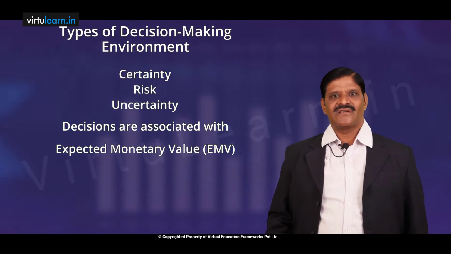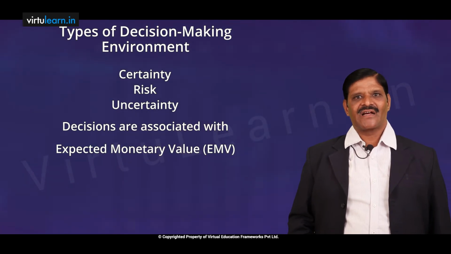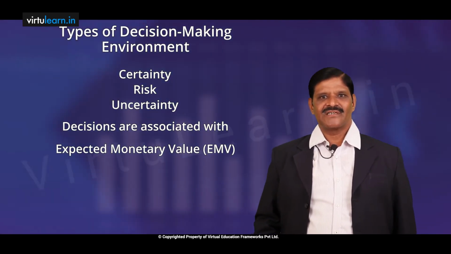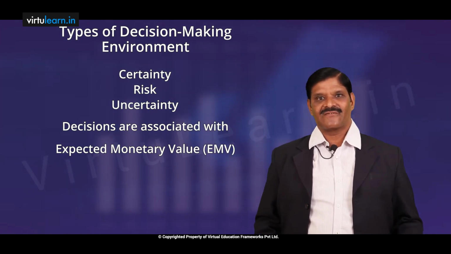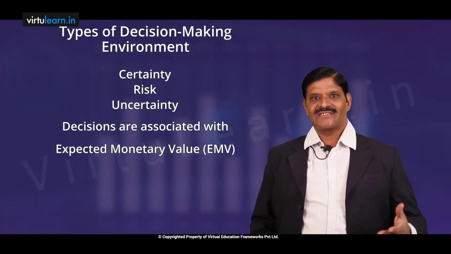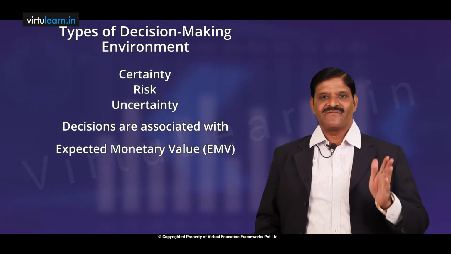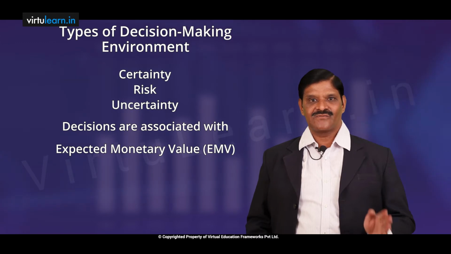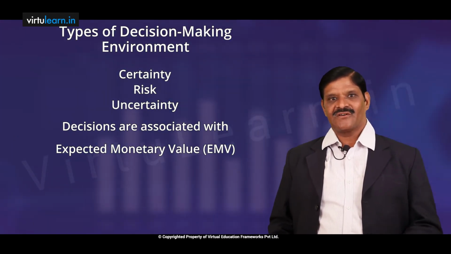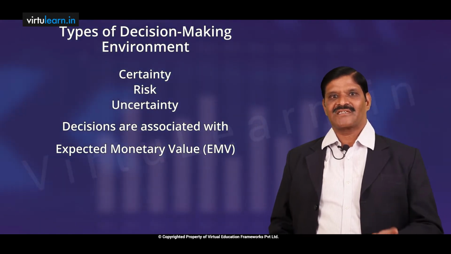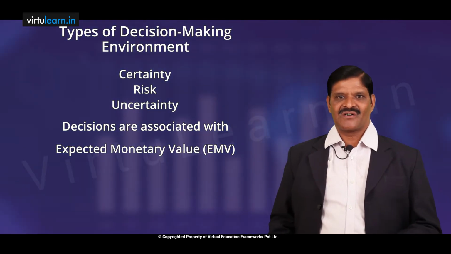So naturally, when we have several alternatives available, we try to choose the alternative that gives us the best expected monetary value. Whether that is realized or not, we will come to know only after the decision is executed. But at that particular point in time, with whatever knowledge we have, we try to find out what could be the outcome in terms of monetary value. That is the reason we call it expected monetary value.